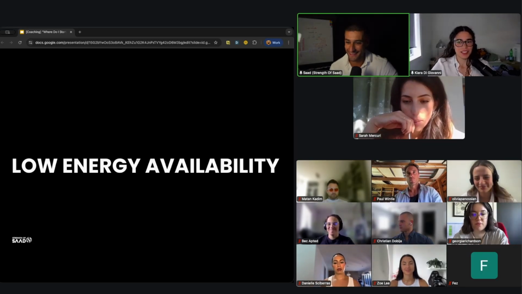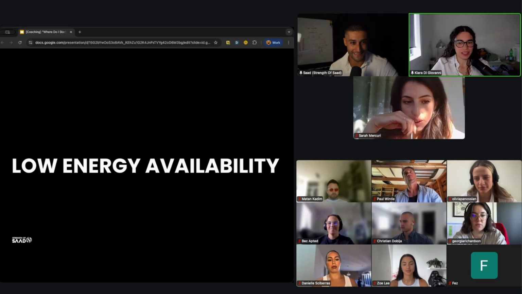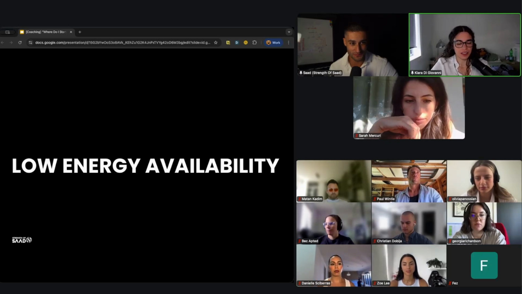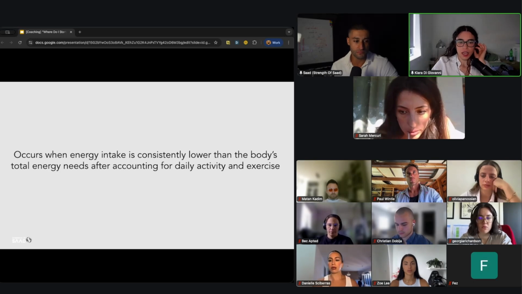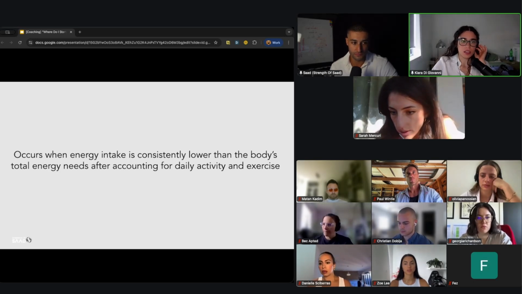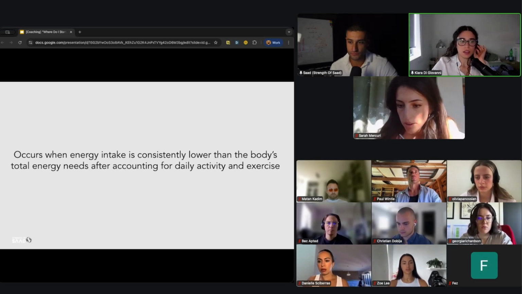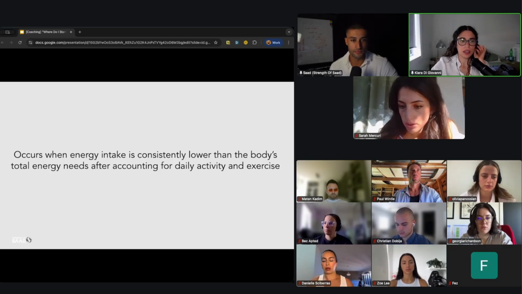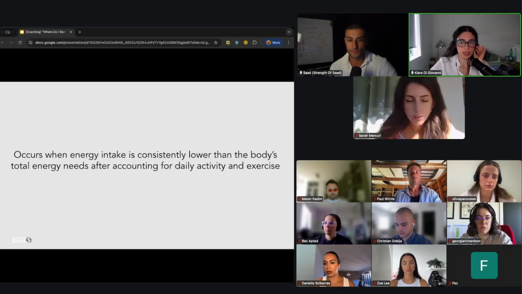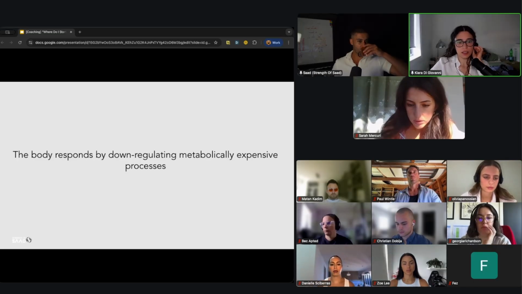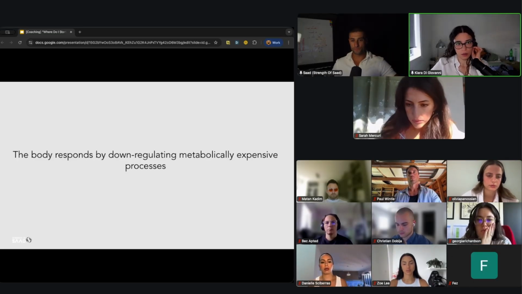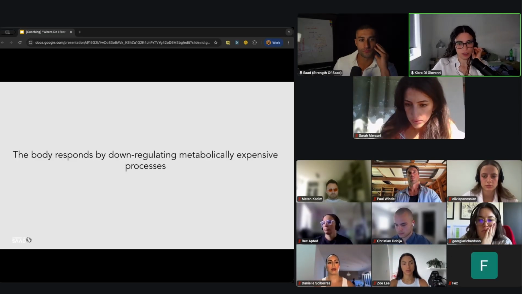Now we have food, low energy availability. We'll go into this deeper in other presentations, but I just want to introduce you to the concept now. This happens when energy intake is lower than what your body's needs are for the day and exercise, very simply. And how your body responds is it starts to downregulate what we call metabolically expensive processes.